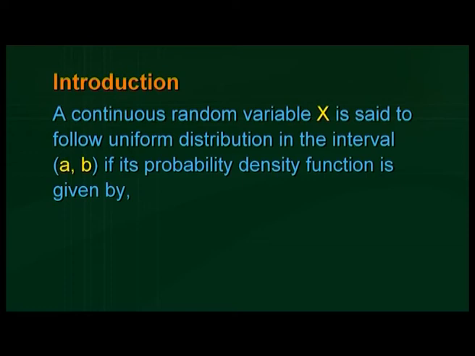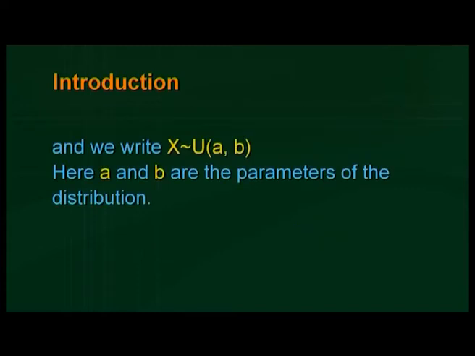A continuous random variable x is said to follow uniform distribution in the interval a, b if its probability density function is given by f of x is equal to 1 divided by b minus a, a less than x less than b, and we write x follows uniform a, b. Here, a and b are the parameters of the distribution.